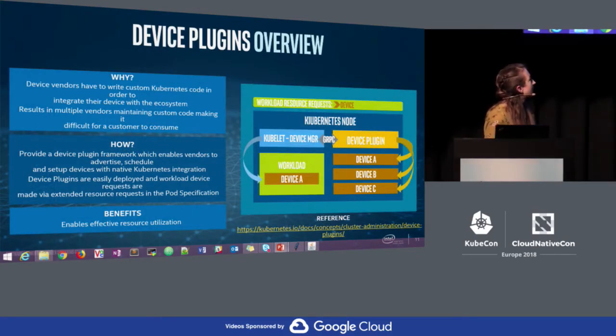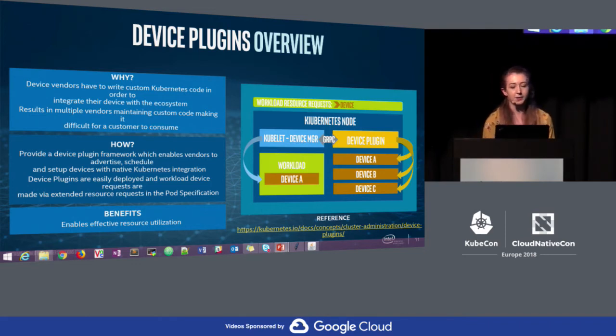So next, I'll just give a quick overview of device plugins. So basically, if you wanted to add your device to Kubernetes, you would have had to fork the Kubernetes code and write into Kubelet to give your devices to a pod. So there was an effort made to create an extensible API, so a plugin-based system, so that vendors could advertise and manage their devices in Kubernetes via a plugin without having to extend the Kubernetes code itself. So that's where the device plugin API came in.